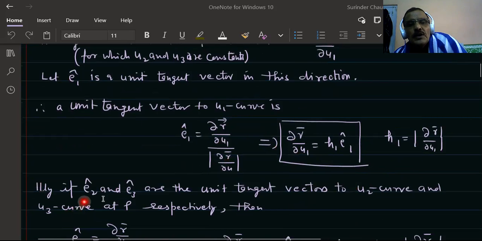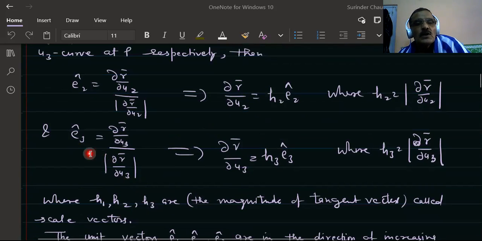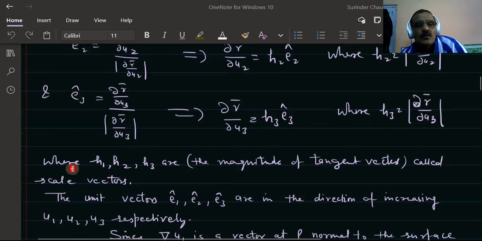Similarly, if e2 and e3 are the unit tangent vectors to the u2 curve and u3 curve at point P respectively, then the e2 vector will be the partial derivative of r with respect to u2 upon its magnitude, and this implies the tangent vector along the u2 curve will be h2 e2. Similarly, the e3 vector will be the partial derivative of r with respect to u3 upon its magnitude, and the tangent vector along the u3 curve will be h3 e3. Here h1, h2, h3 are the magnitudes of the tangent vectors along the u1, u2 and u3 curves, and they are the scale factors.